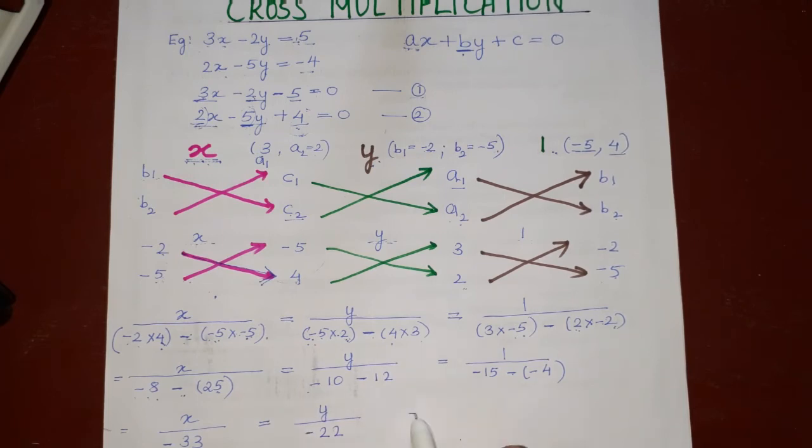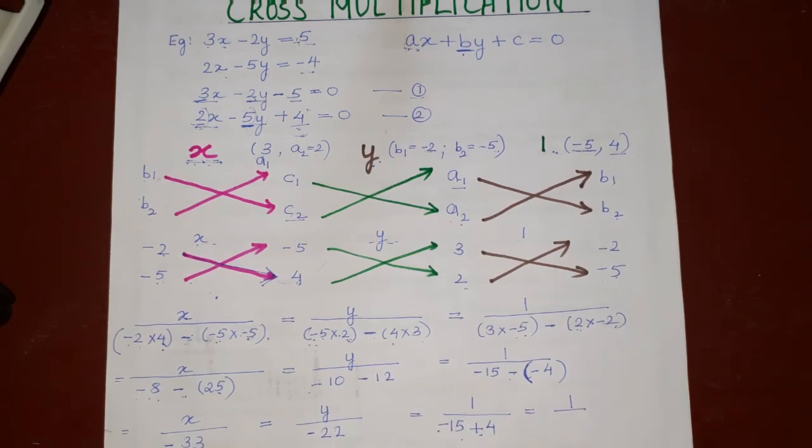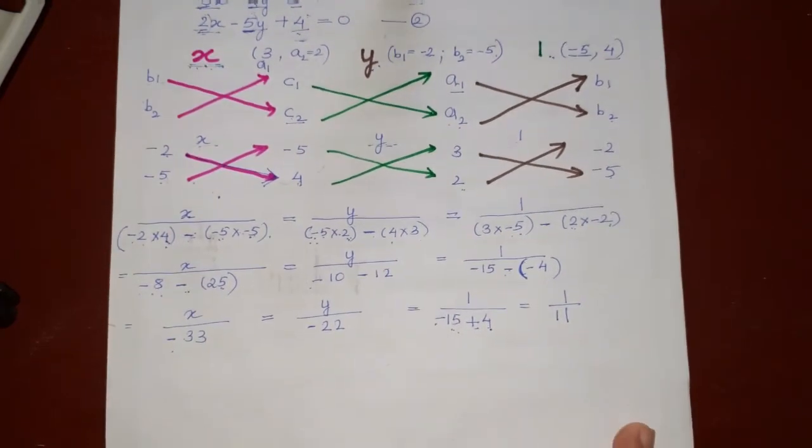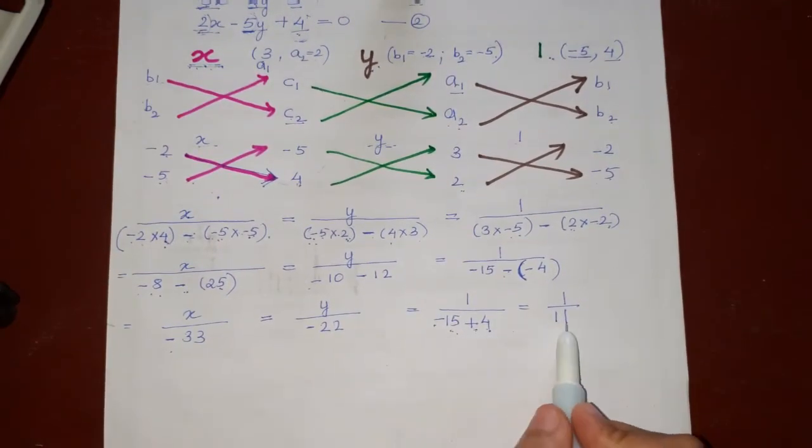Coming to the next part, that is 1 upon -15 minus, and there is a bracket, so they are getting multiplied, so it will turn into plus into 4. Negative into positive is always negative, so we have to subtract these two numbers. So we will get 15 minus 4 is 11.